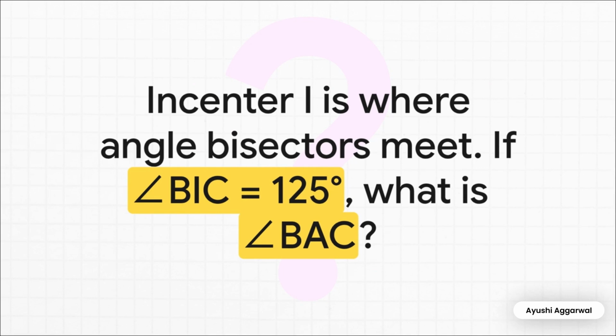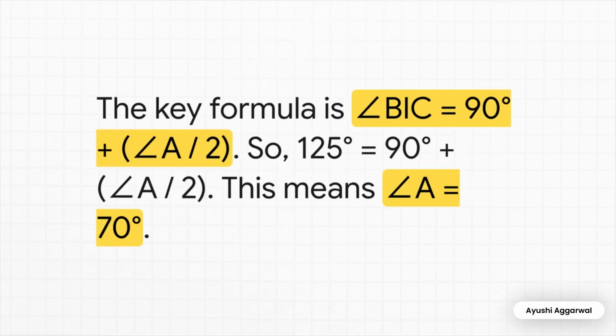Okay, next up, a geometry question. Now, I know this might look a bit intimidating at first glance, but I promise you, the solution is all about one very simple, very elegant formula. We're given the angle at the incenter, which is BIC, and we need to figure out the angle at the top, BAC. This formula right here, this is everything.